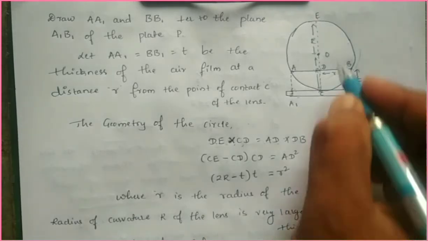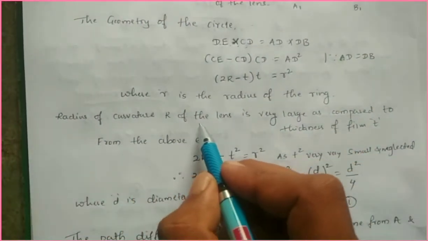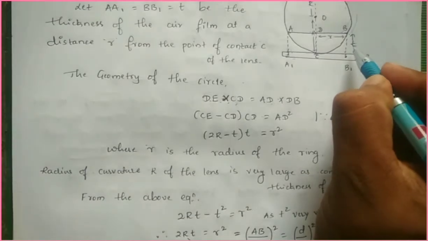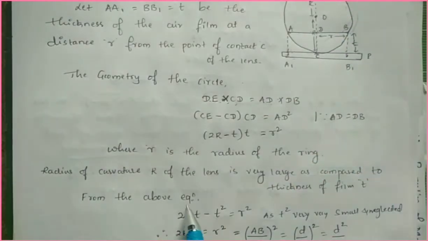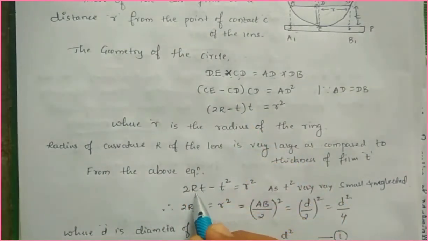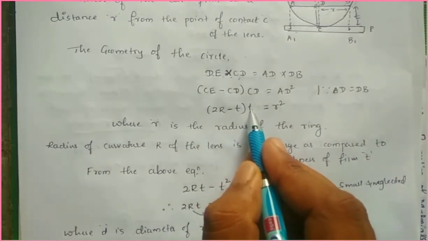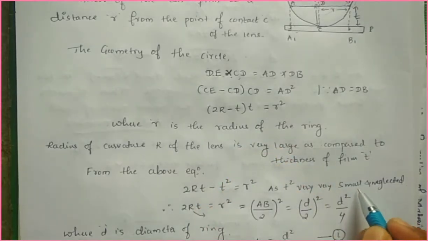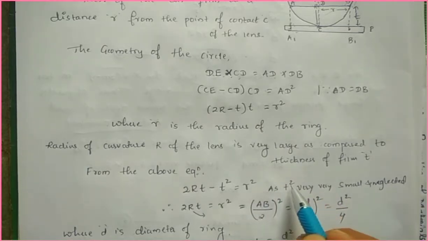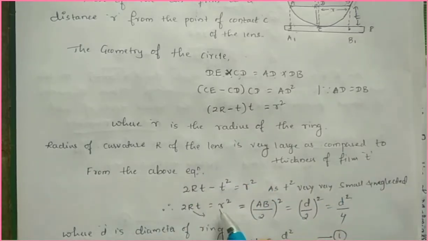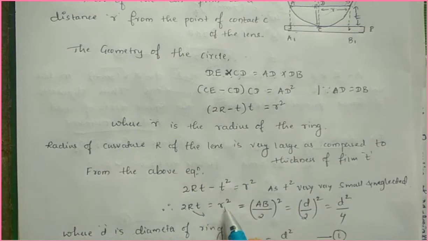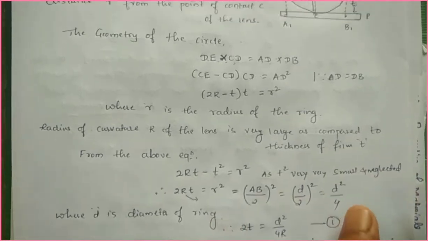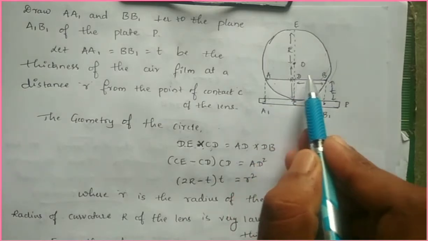Here r is the radius of the ring, and the radius of curvature R of the lens is very large compared to the thickness of the film. From the above equation, multiplying T inside, 2RT minus T square equals r square. As T square is very small compared to R, we neglect it. So 2RT equals r square, where r is AB by 2, and the total length is AB.